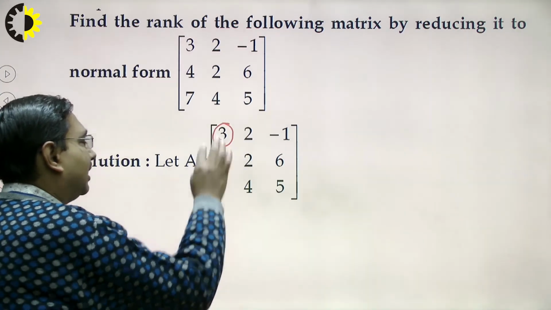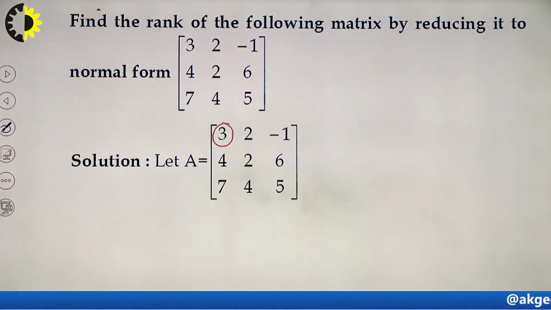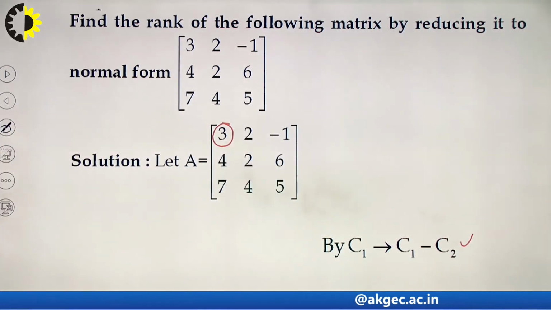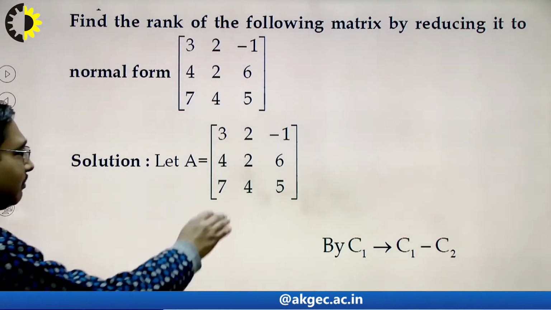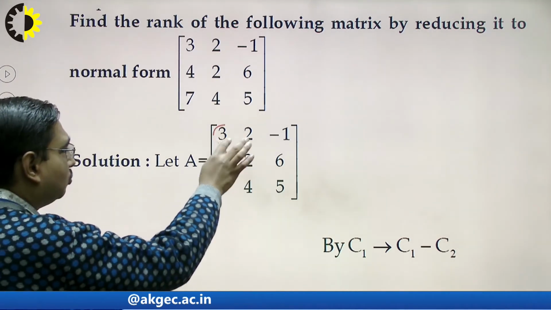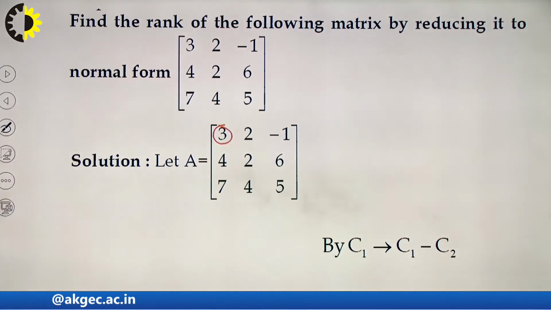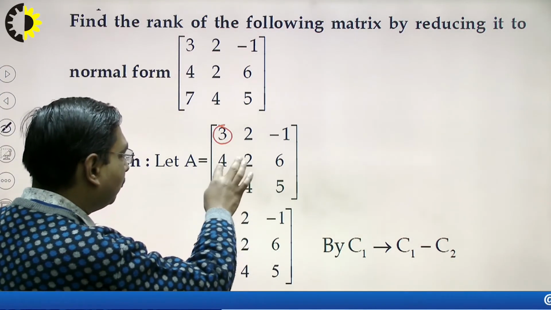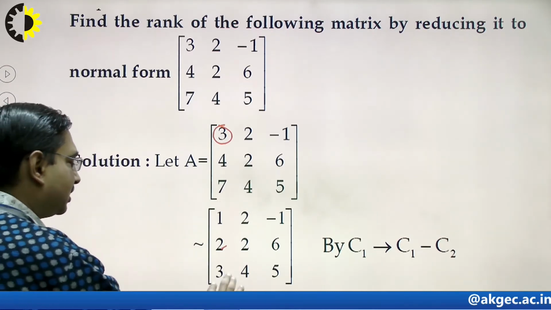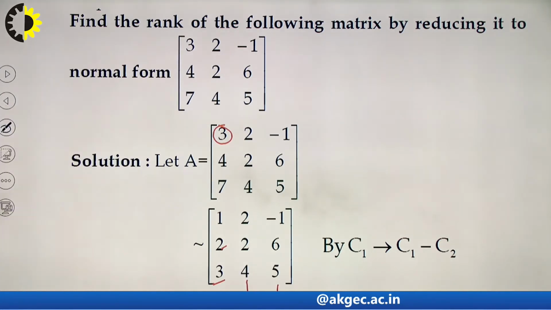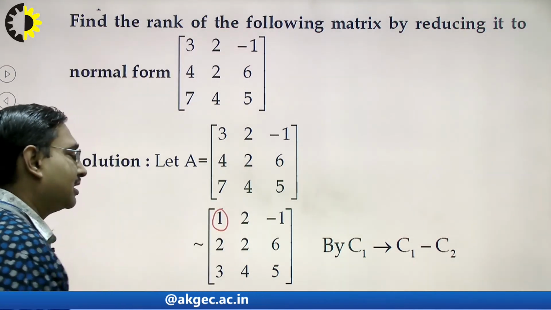First of all, I transform this 3 to 1. So, I apply this transformation C1 replaced by C1 minus C2. When I apply this transformation C1 minus C2, this 3 minus 2 will introduce 1 at the first place and I will obtain this matrix. C1 minus C2: 4 minus 2 gives 2 here, 7 minus 4 gives 3 here, and the second column and third column are unchanged. Now this element is 1.